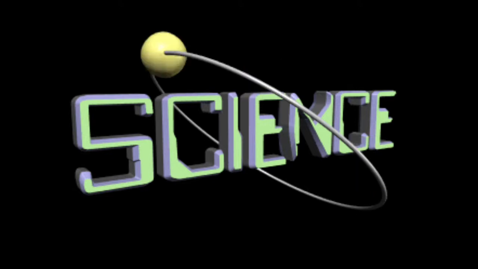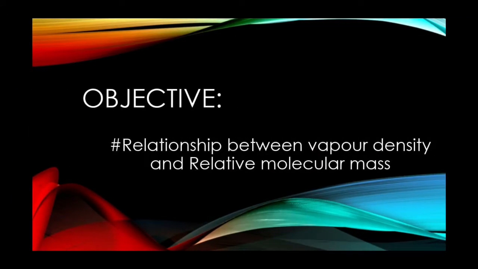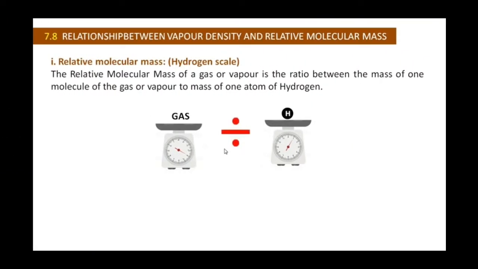Today we are going to learn in detail about the fourth application of Avogadro's law, that is the relationship between vapor density and relative molecular mass. We have already learnt about relative molecular mass. Now, let's learn a definition for the relative molecular mass of a gas or vapor.